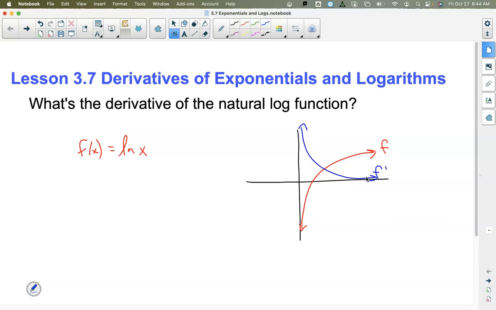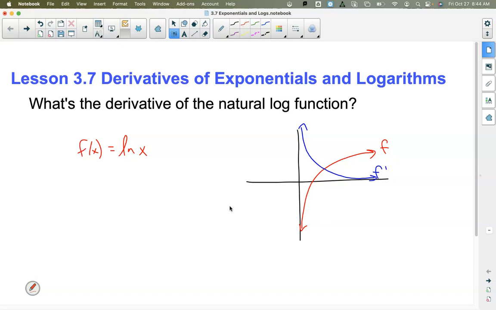Now, I could go back to the definition of the derivative and say f prime of x is the limit as change of x goes to 0 of the natural log of x plus change of x minus the natural log of x over change of x. I could do that. But even just looking at that right now, I don't know how I'm going to get this change of x out of that logarithm so that we can cancel it with the bottom. I'm not sure where to go. So let's scratch that idea.